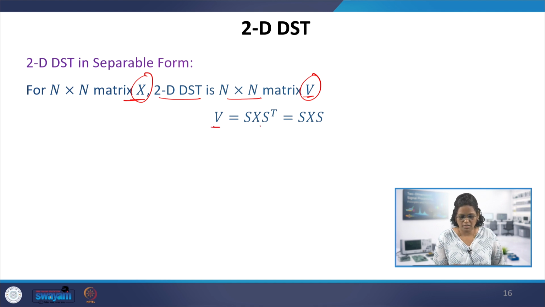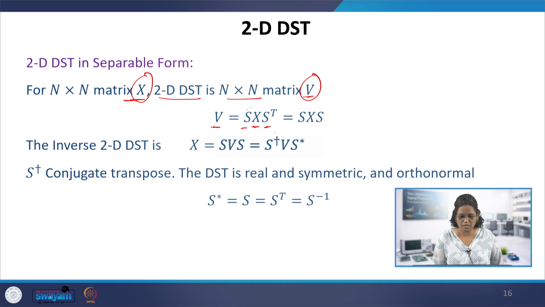V can be written as S X S transpose, as we have seen in the separable form of the DCT and DFT also. In the 2D DFT, the two-dimensional factor matrices or kernel matrices are multiplied on one side and with the transpose on the other. So this is unitary and real, and S transpose is S, as we had seen. So V can be easily obtained from knowing S. Multiplying S X into S, we get the transformed DST. This is the case of 2D, that is the separable form.